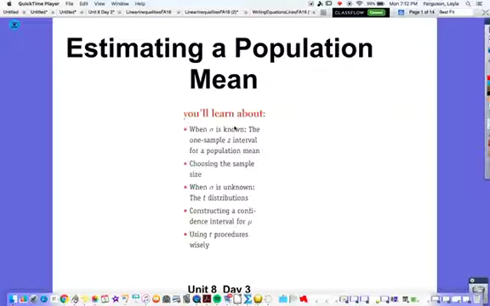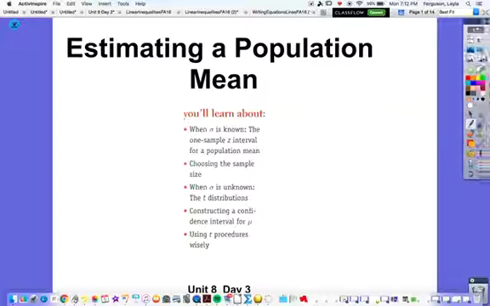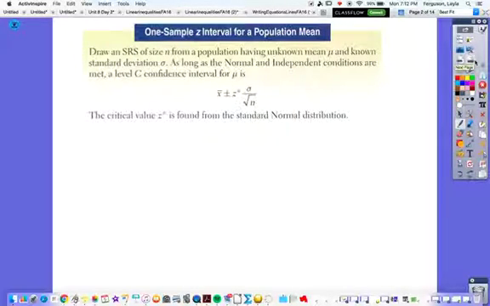This video is for Section 8.3, Estimating a Population Mean. So we are going to be doing a one sample Z interval for a population mean. So you have been doing population proportion, and now we're going to move on basically to the average of that population. So we're going to draw a simple random sample of size n from a population having unknown mean mu and known standard deviation sigma.